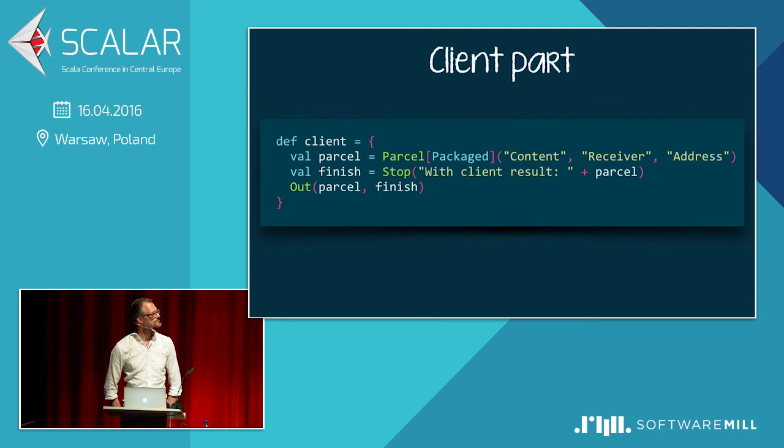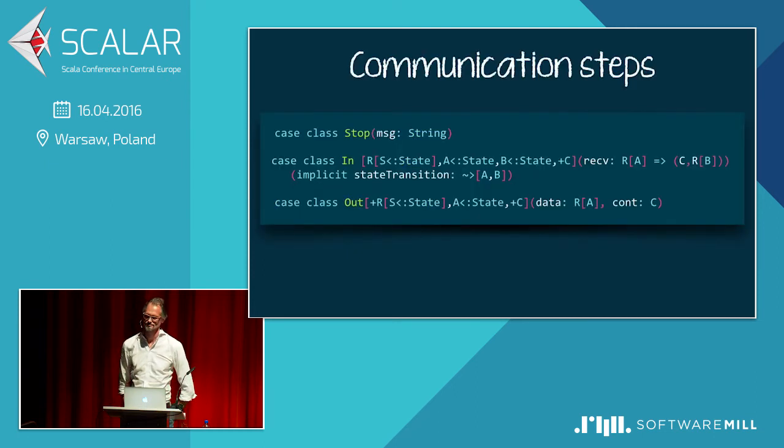So what are those funny out and in on the previous slide? In order to express our state, we need to be able to express the steps of the communication. Here we have three of them: this is a stop, this is an in, and an out. In is the server part. It expects a resource in some state. It advances its state from A to B, and this is an expected continuation of the communication between server and client. It has a receive method which actually does the work.